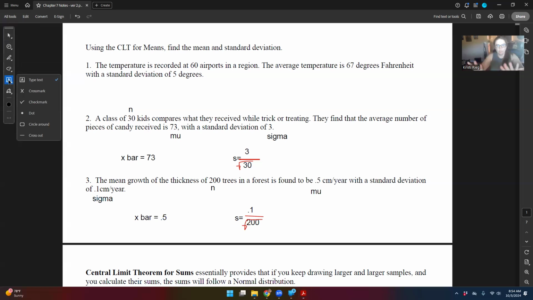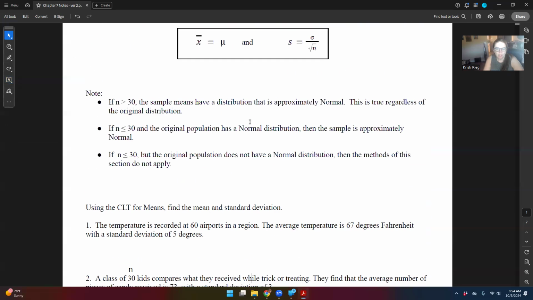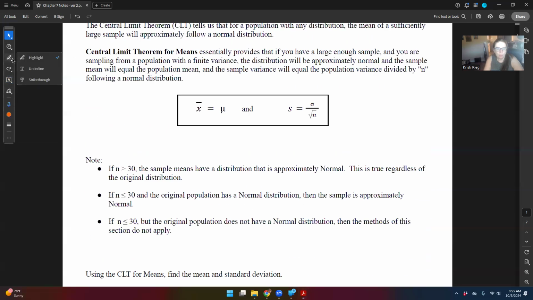Okay, central limit theorem for means. So here is the formula we already talked about right here. Central limit theorem for means, specifically means. Just so you know, this is the central limit theorem for means because we're going to switch in a minute, and it's these formulas for means.